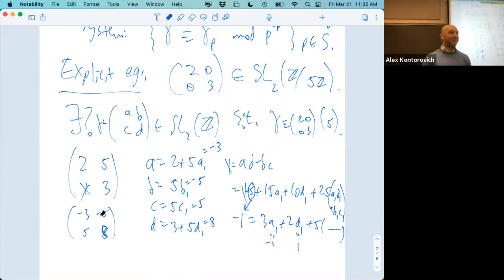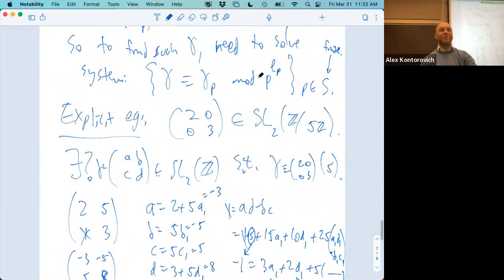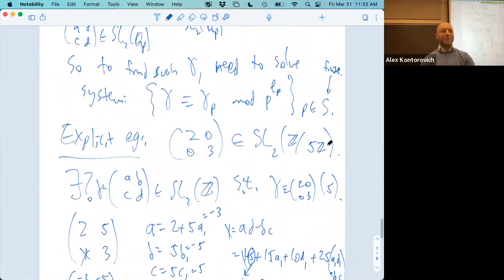Okay, so you can do it. We can lift elements of SL2 Z mod 5. It's rather trivial, and you can do this in prime powers, and then you can put them all together with the Chinese remainder theorem.